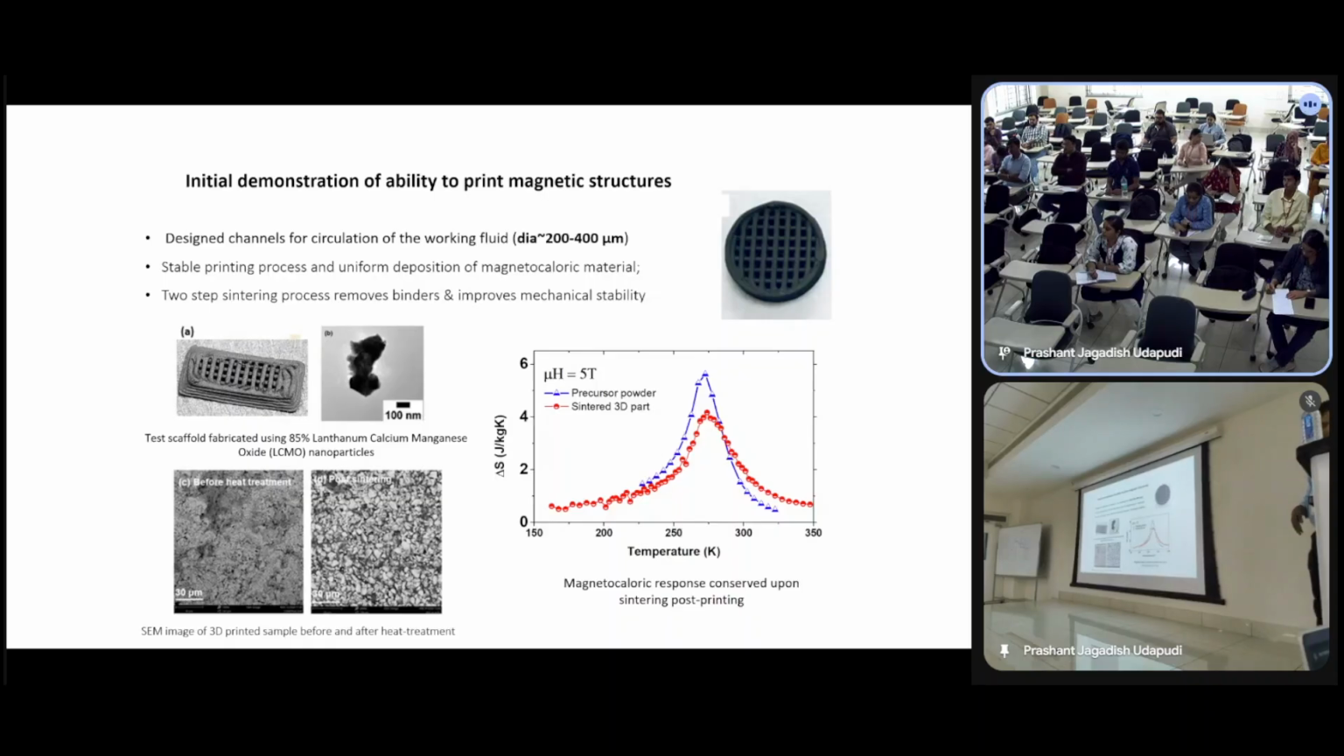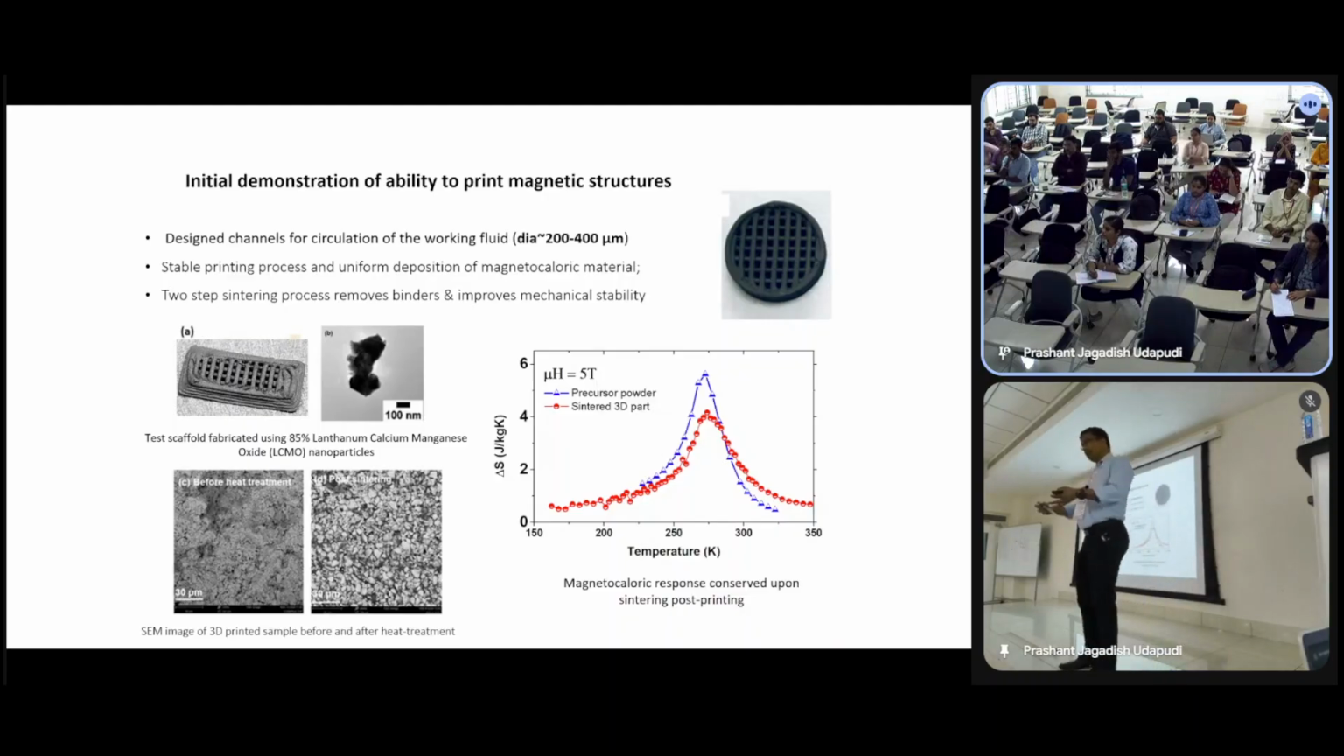It's nothing but a direct ink writer. And here we show the precursor powder has a slightly higher magnetocaloric effect compared to the sintered part. So once we print this, that's called the green body.